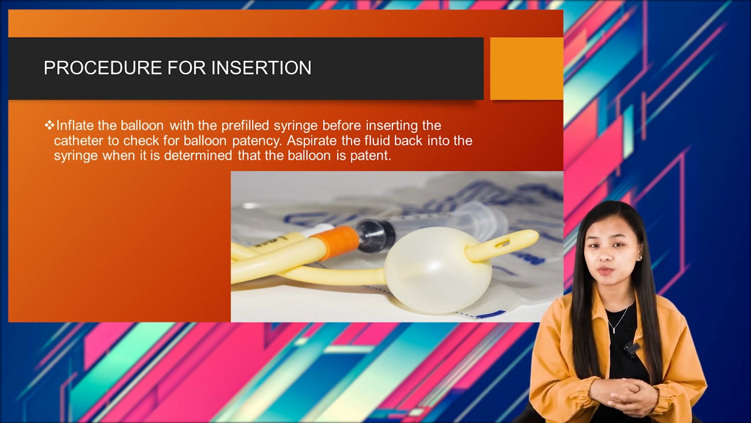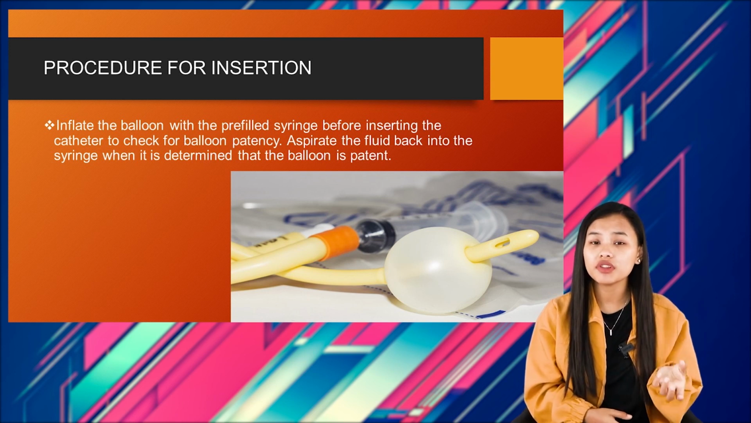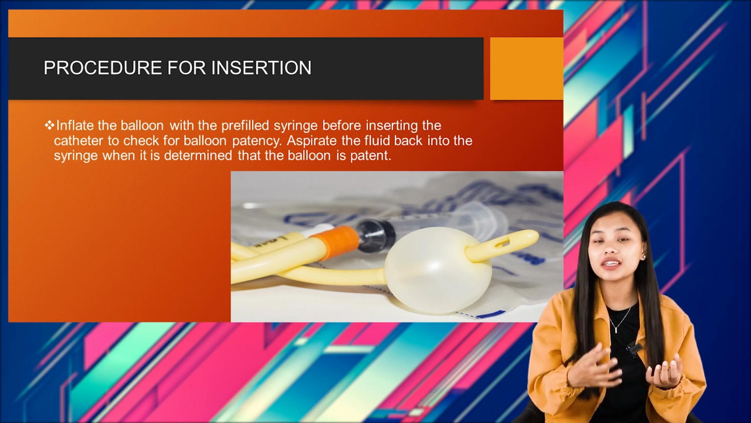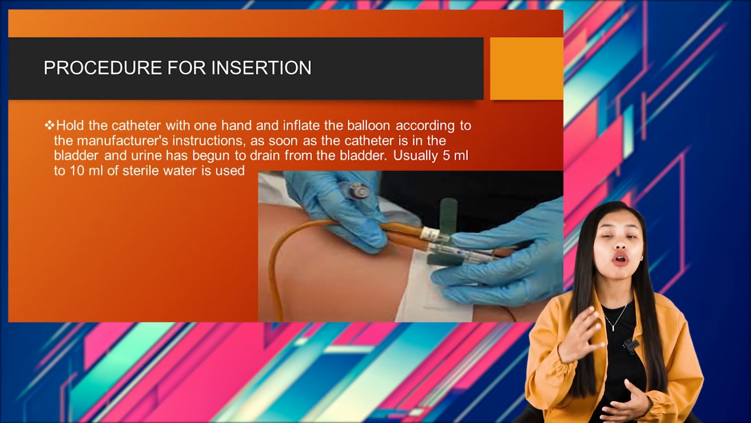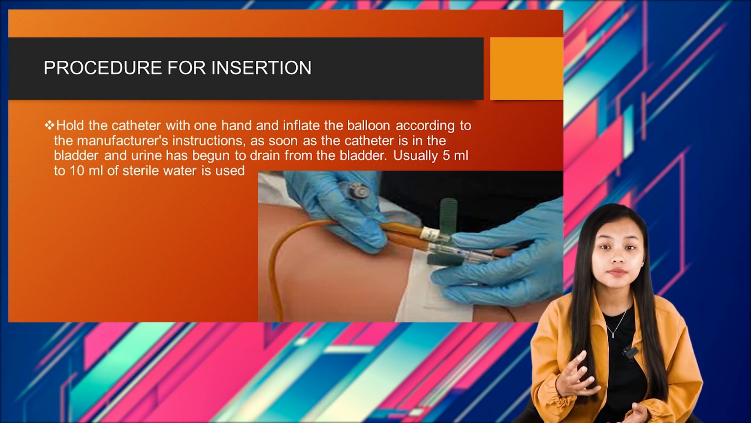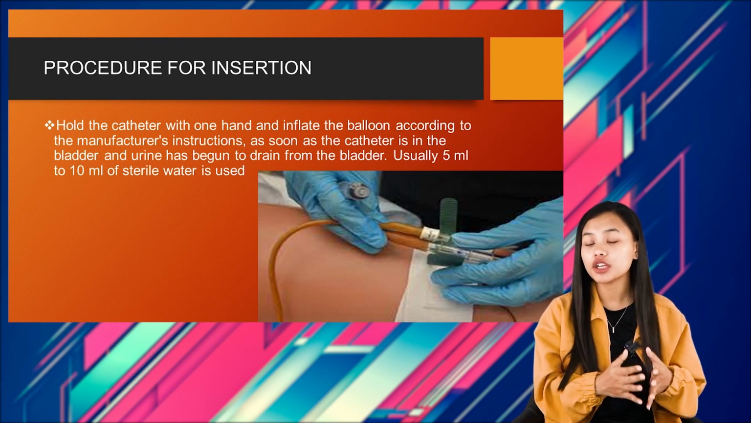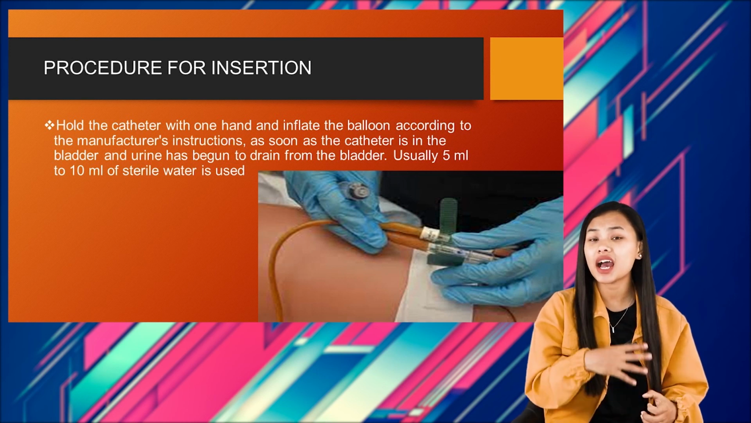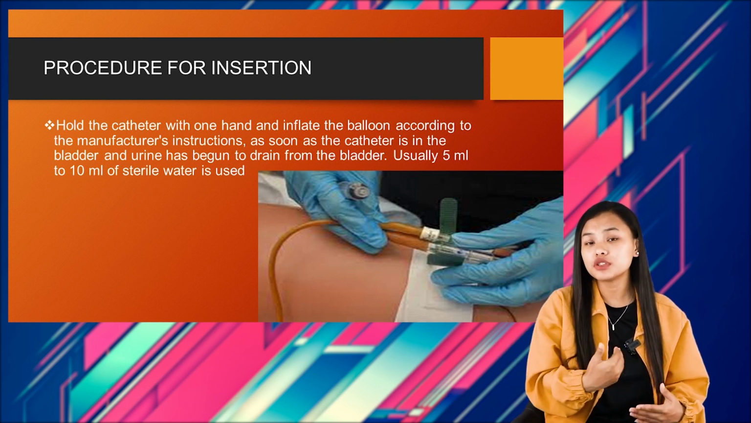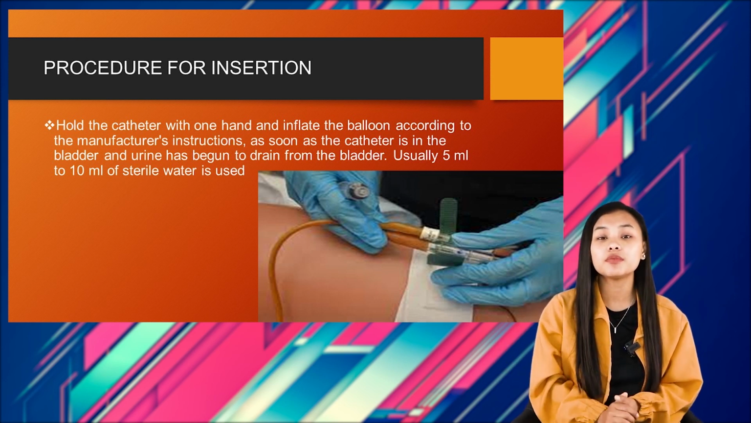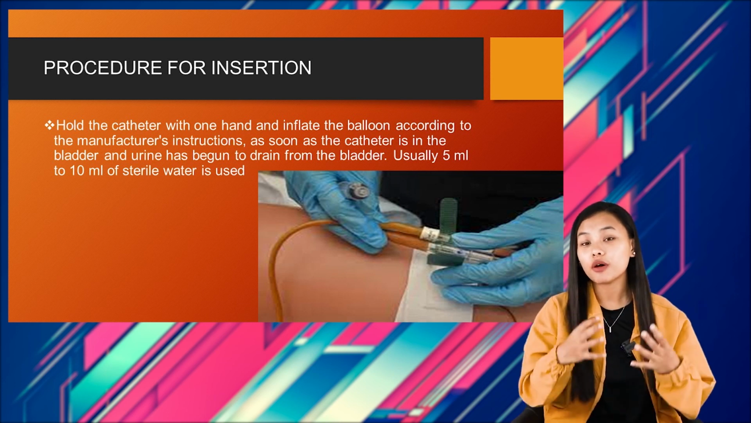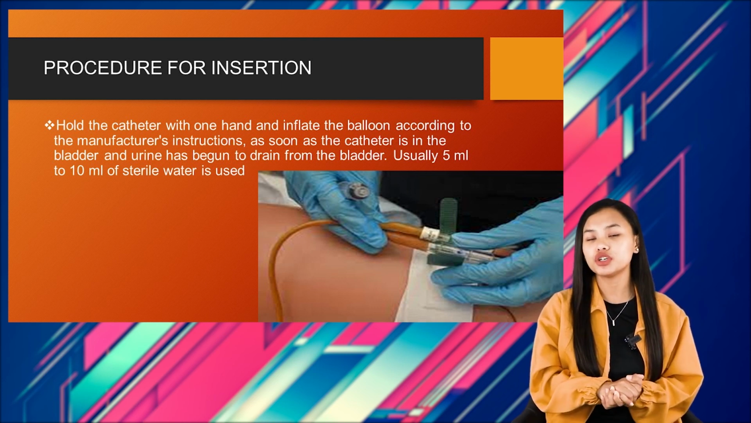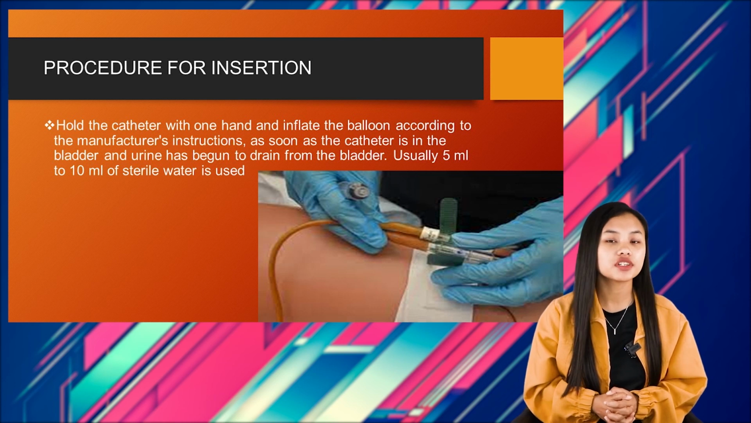However, once the catheter has been inserted, once you hold the catheter in place and wait for the balloon to be inflated, then you must inflate the balloon according to the manufacturer instruction. Also, you must make sure that you inflate it as soon as this balloon has entered into the bladder and even before the urine has drained from the bladder into the kidney tray. While you are inflating the balloon, we usually use 5 ml to 10 ml of sterile water.